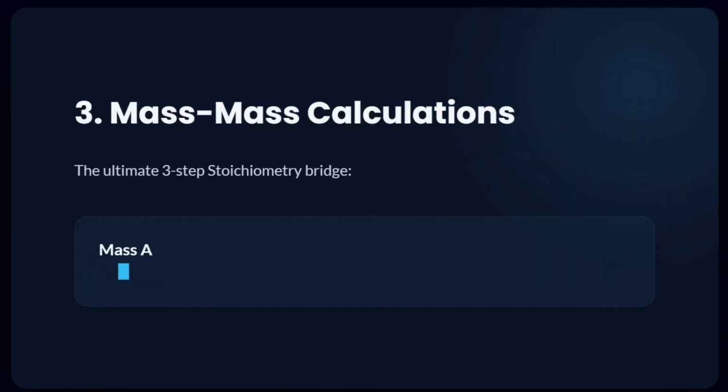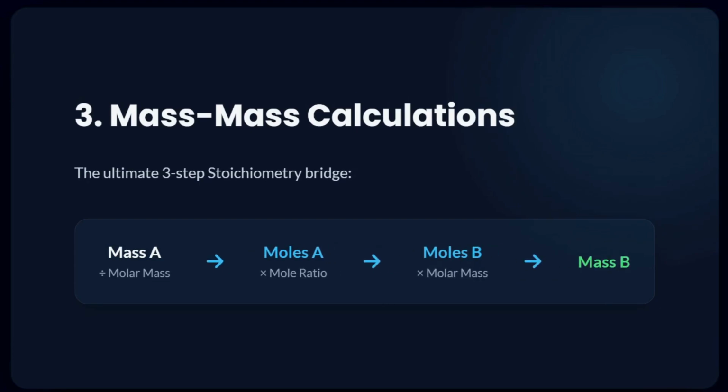The mass calculation is the most common exam question. It requires a three-step bridge. Step 1, convert the given mass to moles. Step 2, use the mole ratio to find the unknown moles. Step 3, convert those new moles back into mass.